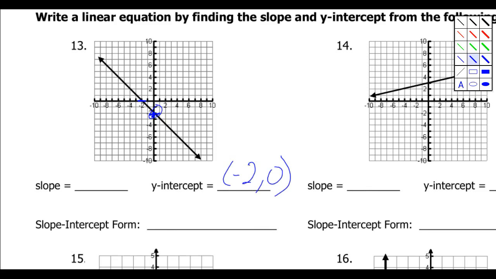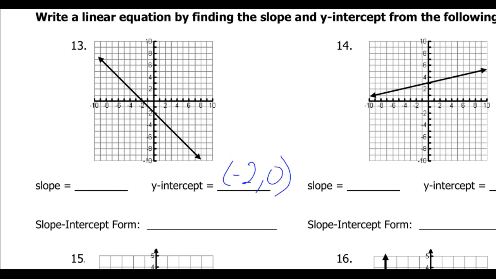Oh my gosh, I just made a mistake that hopefully you guys don't ever make. Hopefully you see it. You may have already called me on it. What did I just do? I wrote -2, 0. That means that I go to the left 2 and up 0, which is this point right over here.